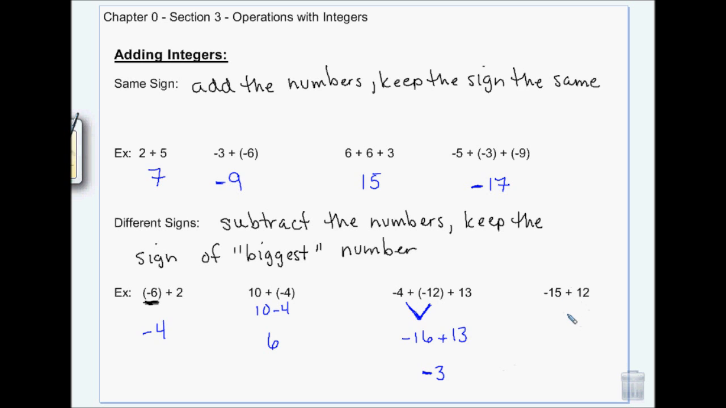Here, negative 15 and positive 12. 15 minus 12 is 3, and 15 is larger, so it's negative.